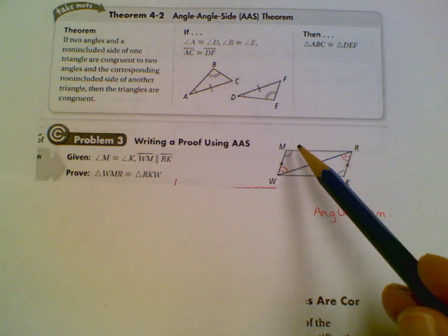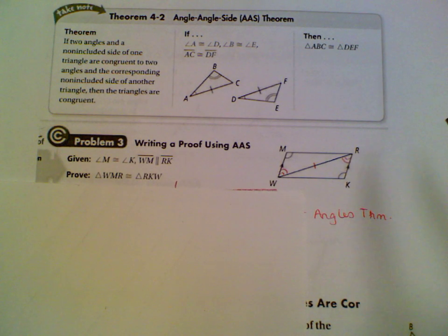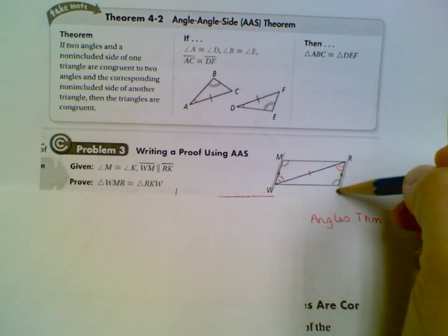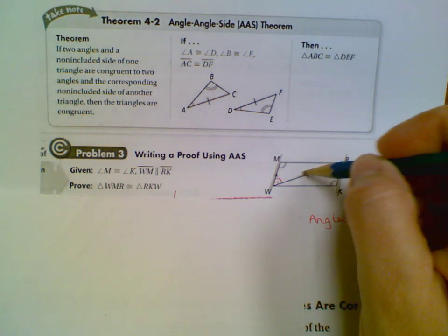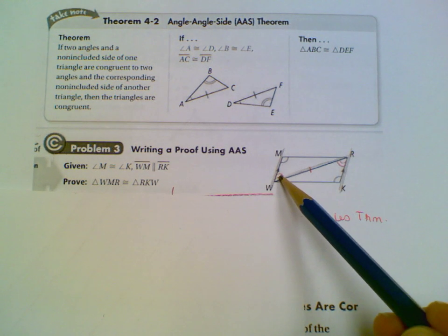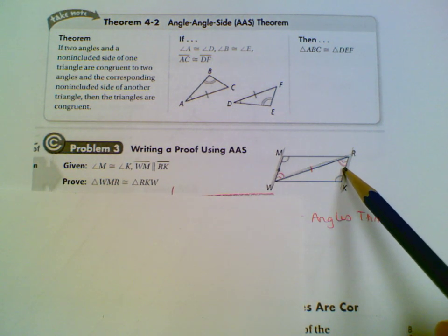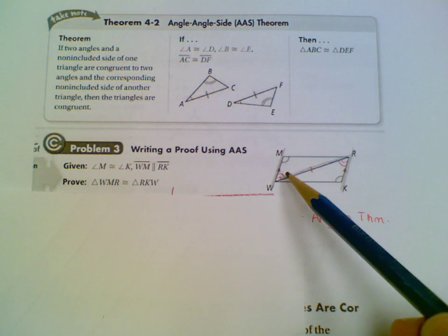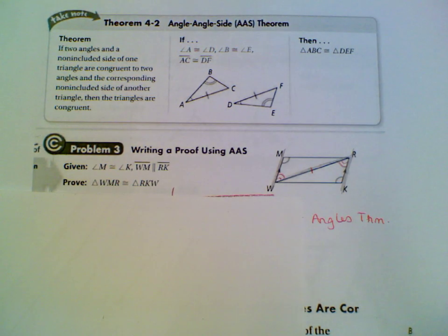So anytime they give me parallel lines, I'm going to be looking for those. So think about this and this as my parallel lines, and then WR is the transversal. When I do that, I see that this angle is congruent to this angle over here, and so I can set up that I would have angle, angle, side to prove that my triangles are congruent.